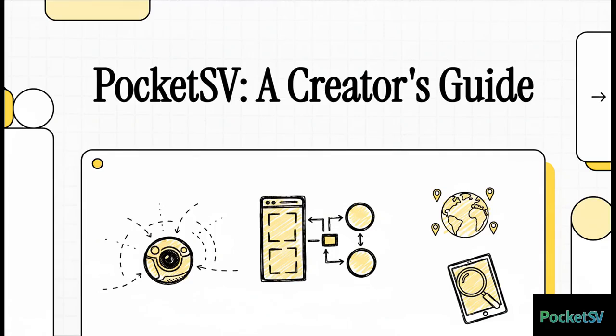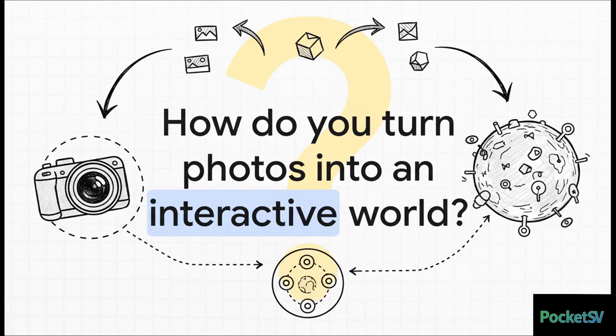Have you ever looked at one of those incredible 360-degree virtual tours and thought, man, I wish I could make something like that? Well, you're in the right place. Today, we're jumping into PocketSV, an amazing tool that lets you do just that. It really all boils down to this one question, right? How do you take a bunch of flat photos and transform them into a living, breathing, interactive world that people can actually explore? That's exactly the puzzle PocketSV was designed to solve.